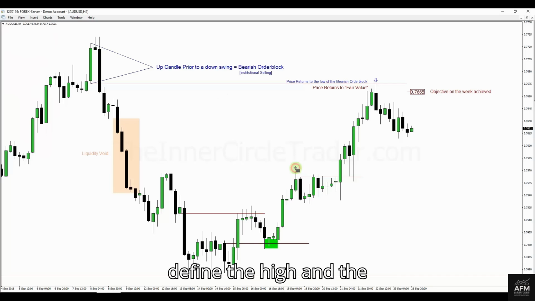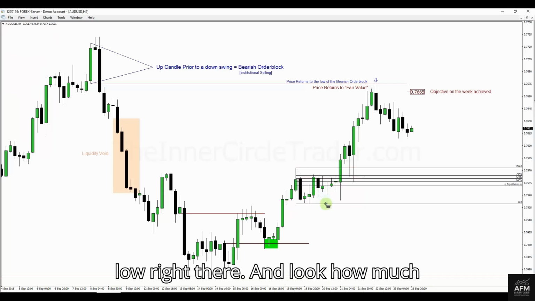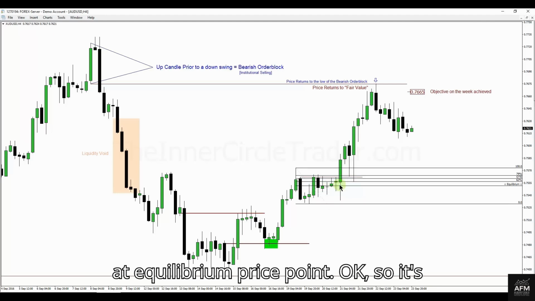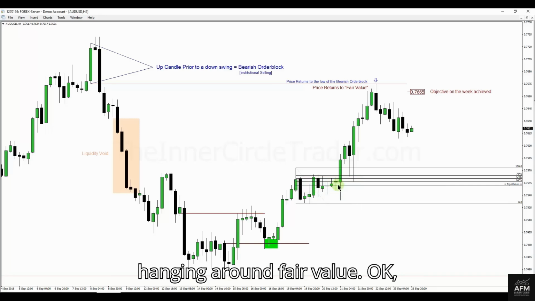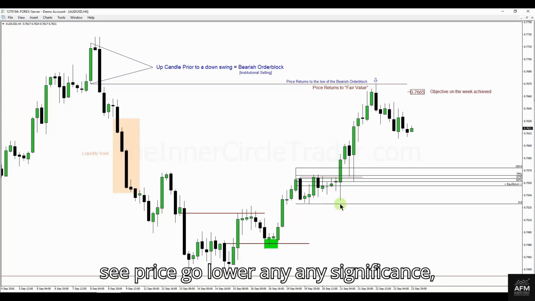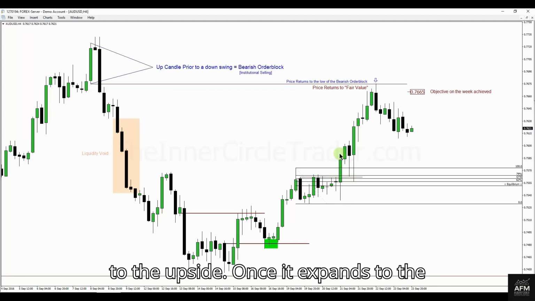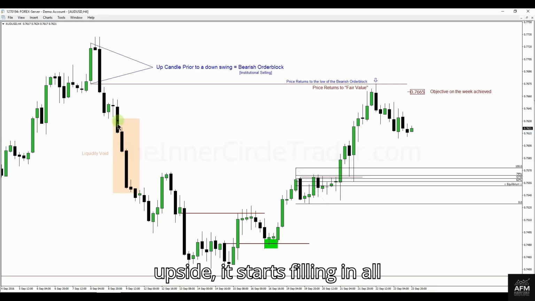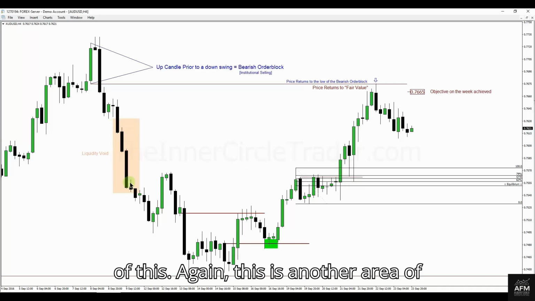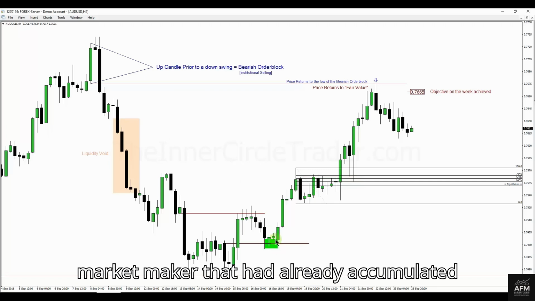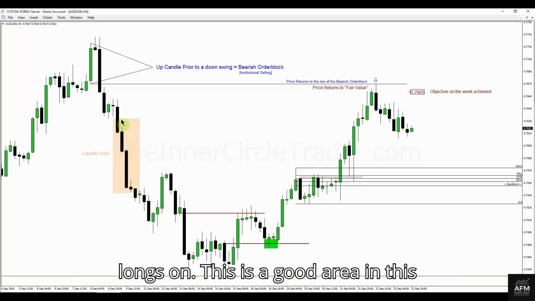Okay, so equilibrium is building again in that small little range. So you define the high and the low right there. And look how much price action spends around the middle point at the equilibrium price point. Okay, so it's hanging around fair value. One spike move lower doesn't see price go lower to any significance, doesn't break the range, and it expands to the upside. Once it expands to the upside, it starts filling in all of this. Again, this is another area of fair value. The market's fair for those long positions for the market maker that have already accumulated longs. This is a good area in this shaded area.